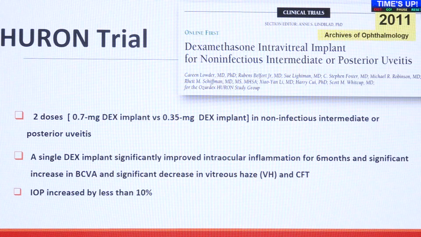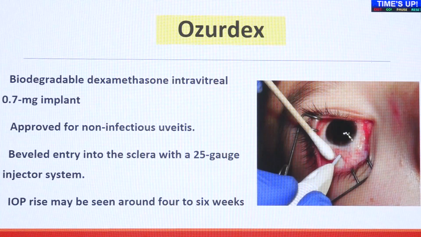It was done by Karen Lowder, who used two doses, 0.7 milligram and 0.35 milligram of dexamethasone; the 0.7 milligram, that is 700 microgram, was very effective. It's a biodegradable implant. You inject it in the vitreous cavity and it has almost a 90% success rate. IOP increased in less than 10% of the cases, and even if it increases, it can be controlled with drugs only.